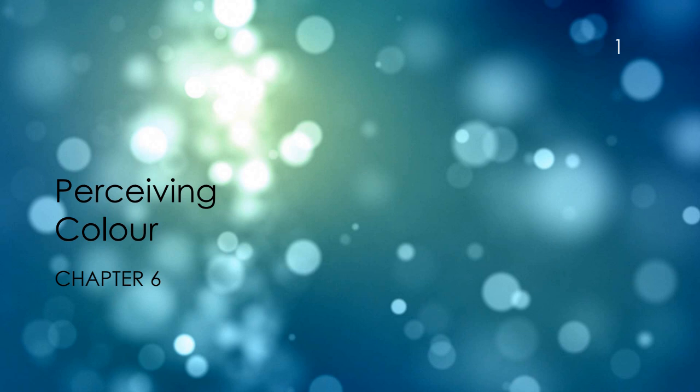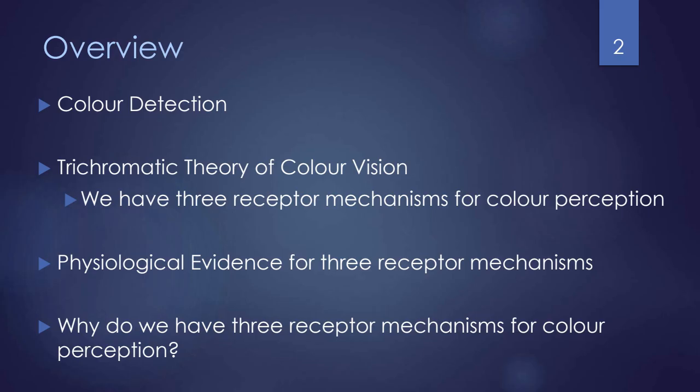Okay, everybody, welcome to the Nearpod lesson for Chapter 6 on color perception. So in this lesson, let's just look at the overview first for the chapter, and then we'll look at what we'll cover in class and what we'll cover in the Nearpod lesson. So right now we are going to be covering color detection and the trichromatic theory of color vision.